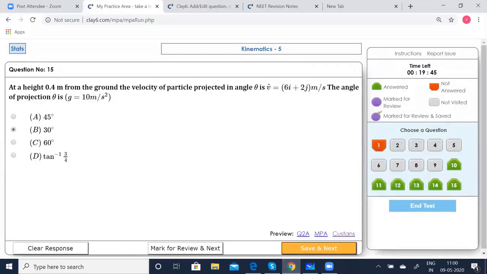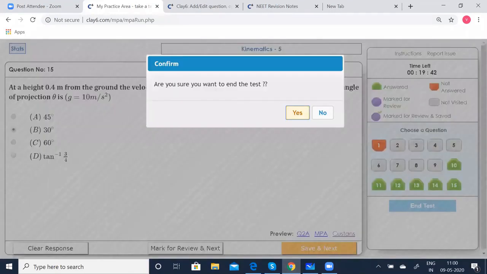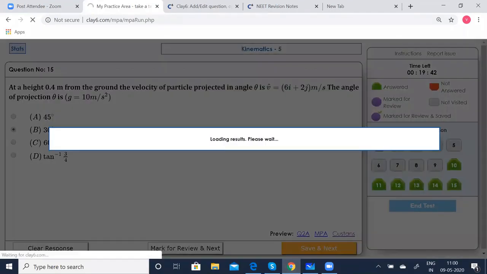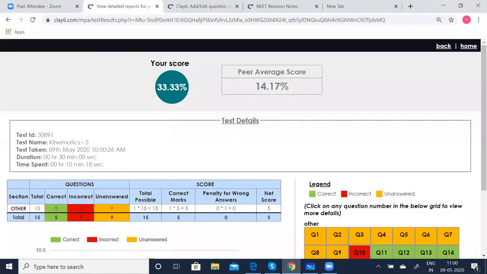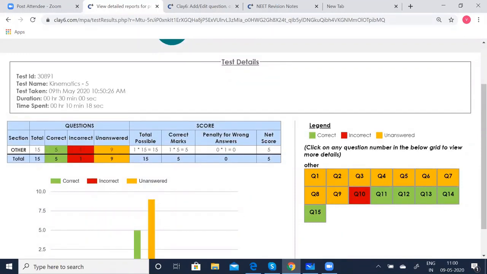Now we have completed the test. End the test. The results will be loading. Yeah, you can see the results here. Since there was a technical error and I had to come back again, it shows that I had left certain questions unanswered. So now look into this.